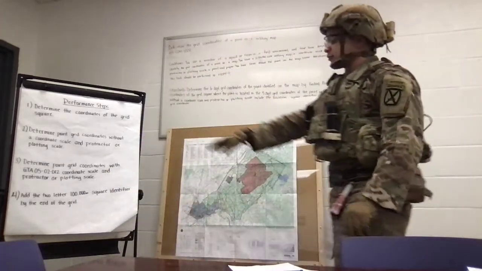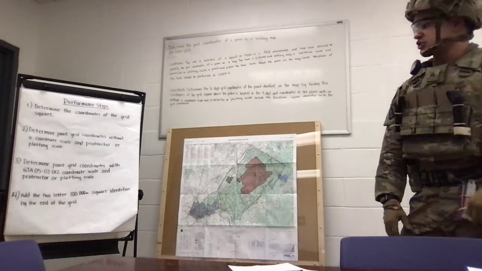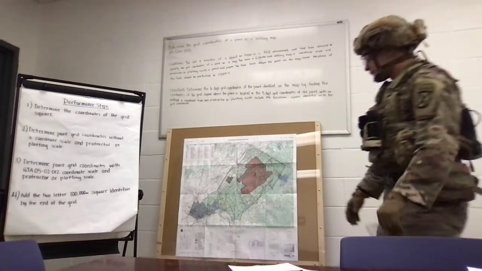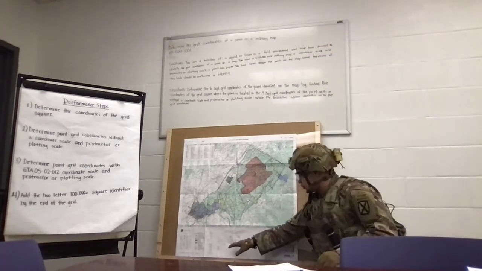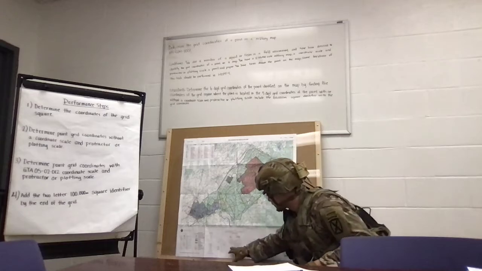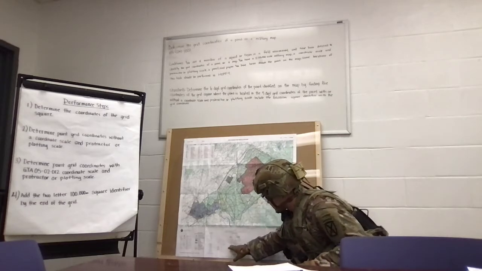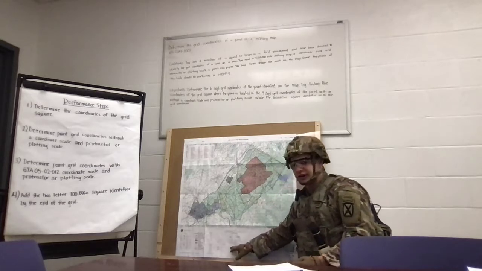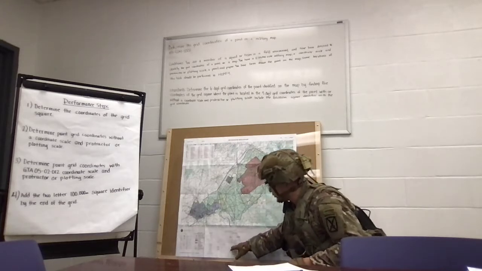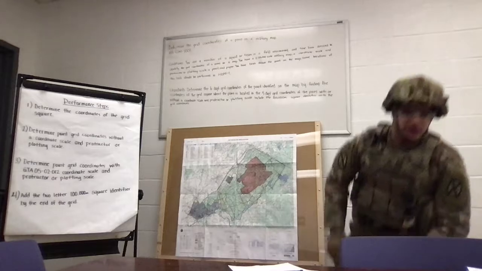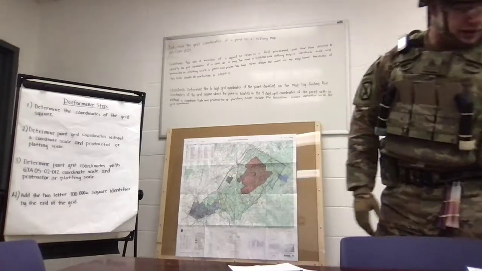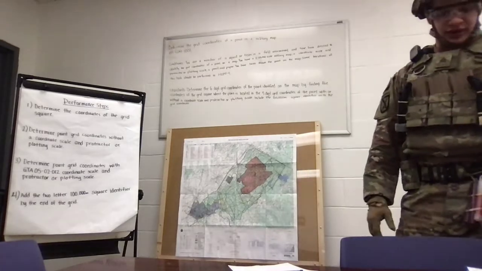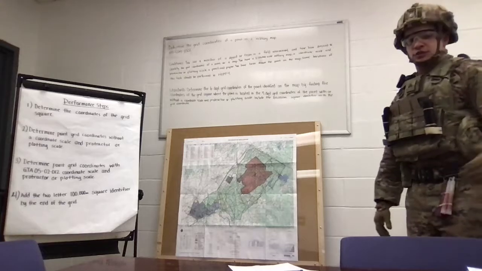Touching back on your 4th performance step, if you add the 2-letter 100,000 meter square identifier by the end of your grid, you're going to come down to the bottom middle portion of your map. If you look in this rectangle, 2nd block and 3rd block, you have your grid zone designation and the grid zone identifier. We're going to be using 18 Tango Victor Papa. So we'll have 18 Tango Victor Papa 595905.